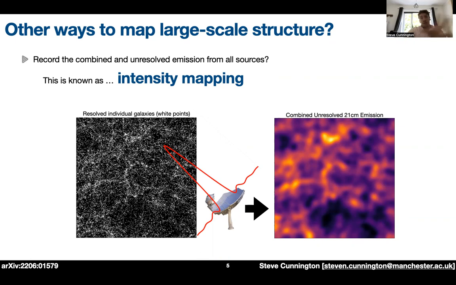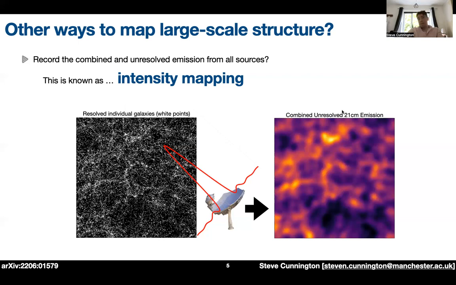So instead, the alternative approach is, rather than resolving individual galaxies, which, as I've explained, is very hard to do, we instead just record the combined and unresolved emission from all sources. This is what we refer to as intensity mapping. The most conventional form of intensity mapping that I guess most people will have heard of is 21 centimeter intensity mapping, or H1 neutral hydrogen intensity mapping.